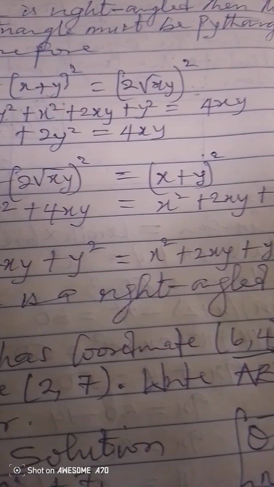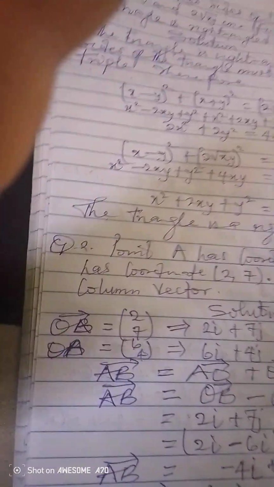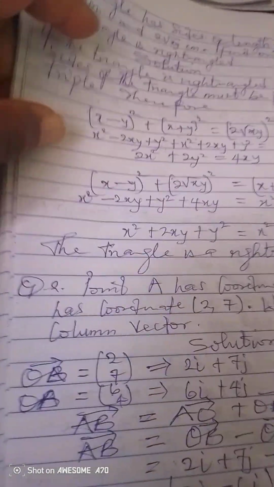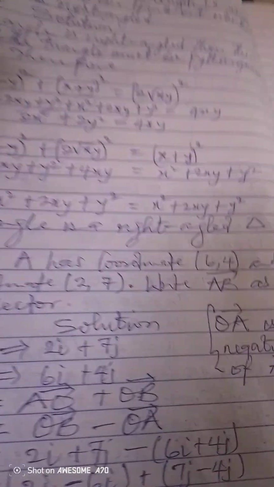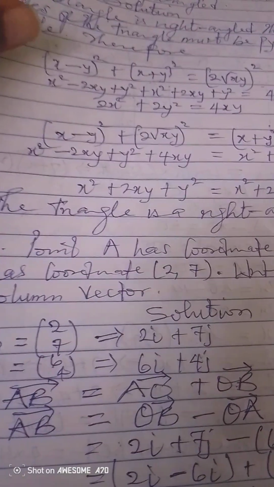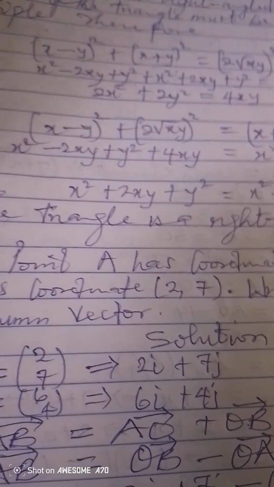That's all for the first question. There is a second question. Question number 2: point A has coordinates (6, 4) and B has coordinates (2, 7). Write vector AB as a column vector.